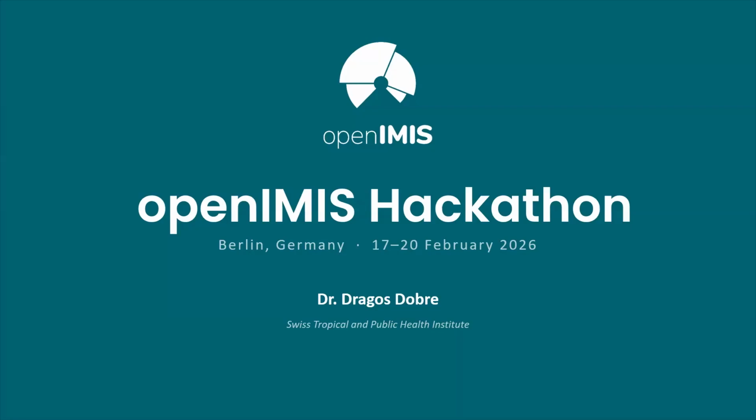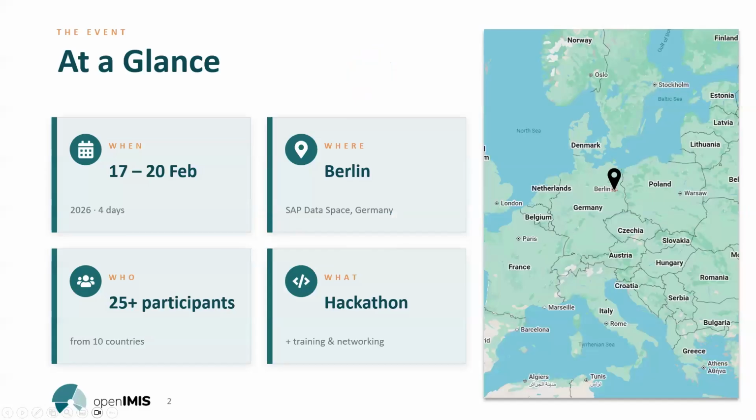But this time, in February, we had our own hackathon, the first openIMIS hackathon. So allow me to start with information about the event. At a glance, it happened between 17 and 20 February, 2 months ago, an event of 4 days in Berlin, Germany, as you can see on the map, to situate where in Europe this happened. 25 plus participants joined from up to 10 countries to develop together, to train and to network around openIMIS.